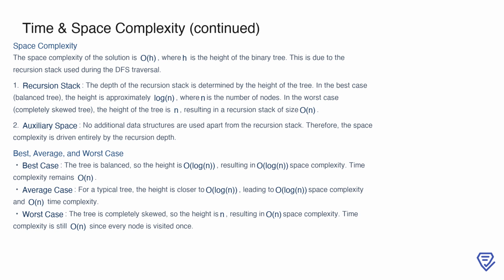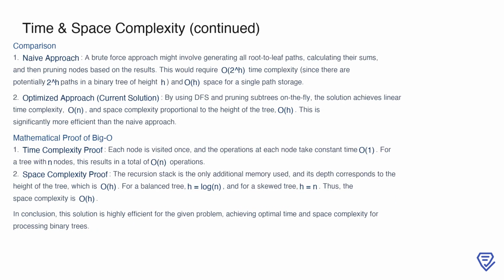Across the best, average, and worst cases, the time complexity remains O(n), while the space complexity ranges from O(log n) for balanced trees to O(n) for skewed trees. To compare this approach with a naive method, consider a brute force solution that generates all root-to-leaf paths, calculates their sums, and prunes nodes based on the results.